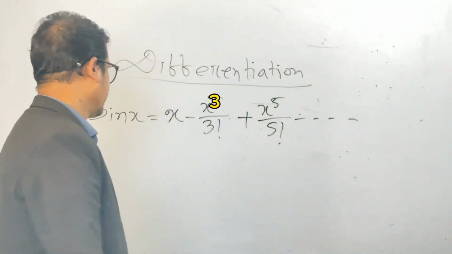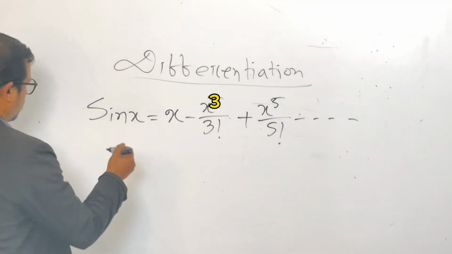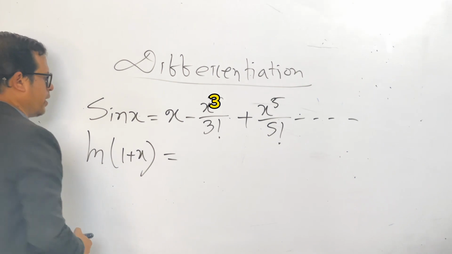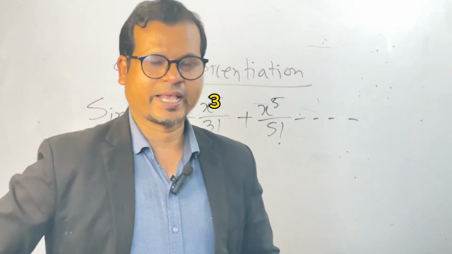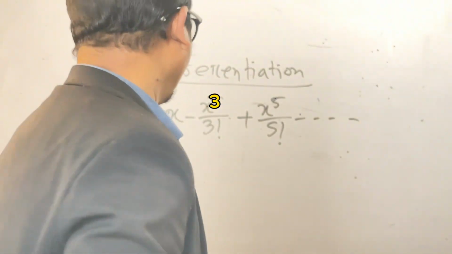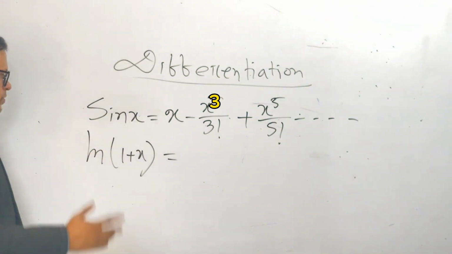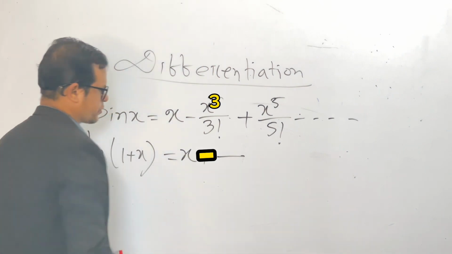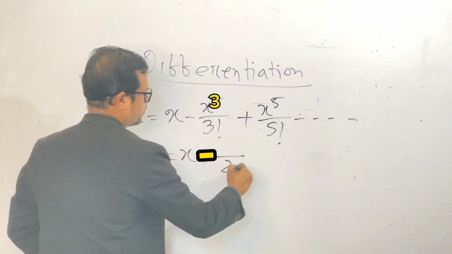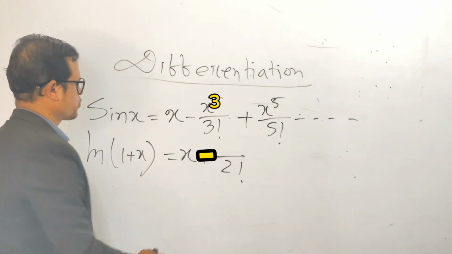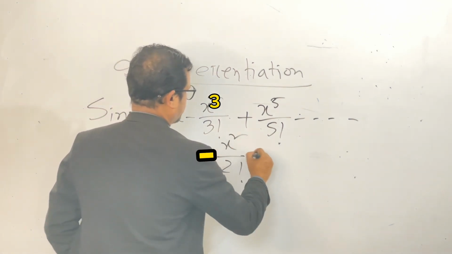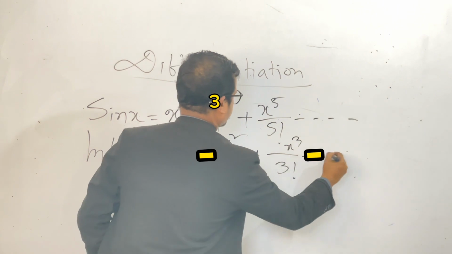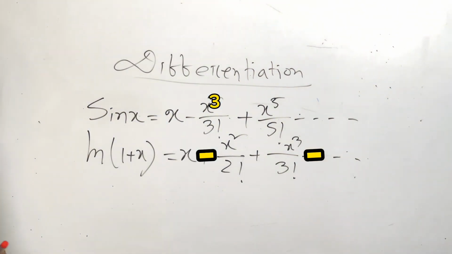And another series: ln(1 plus x). What is ln(1 plus x)? It is x minus x squared over 2, plus x cubed over 3, and this way it will go forward.